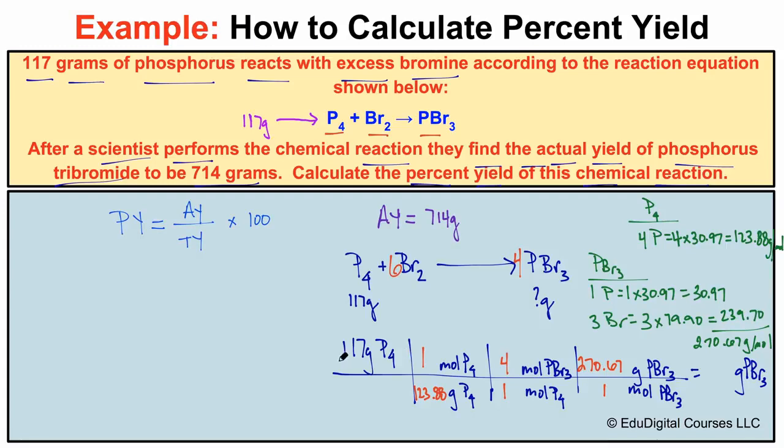So we start from the left here with 117, the starting quantity. We'll divide by 123.88. We'll multiply by 4. We'll multiply by 270.67. And we're going to end up with a theoretical yield of, let's do this one more time, 117 divided by 123.88 times 4 times 270.67, 1022.6 approximately. If we use the correct number of sig figs here, let me erase this right here so we can fit this in. If we use scientific notation, we're going to end up with 1.02 times 10 to the third grams.